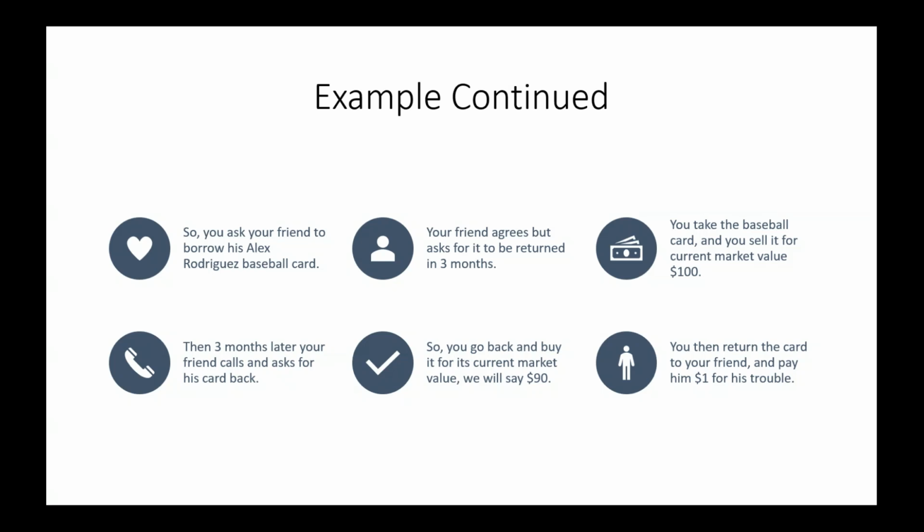But to get back to our example, your friend says, sure, here's my card. I don't know what you want to use it for. This means a lot to me. Don't lose it, necessarily. I'm going to want it back in 3 months. Make sure you give it back to me in 3 months. You say, all right, no problem.